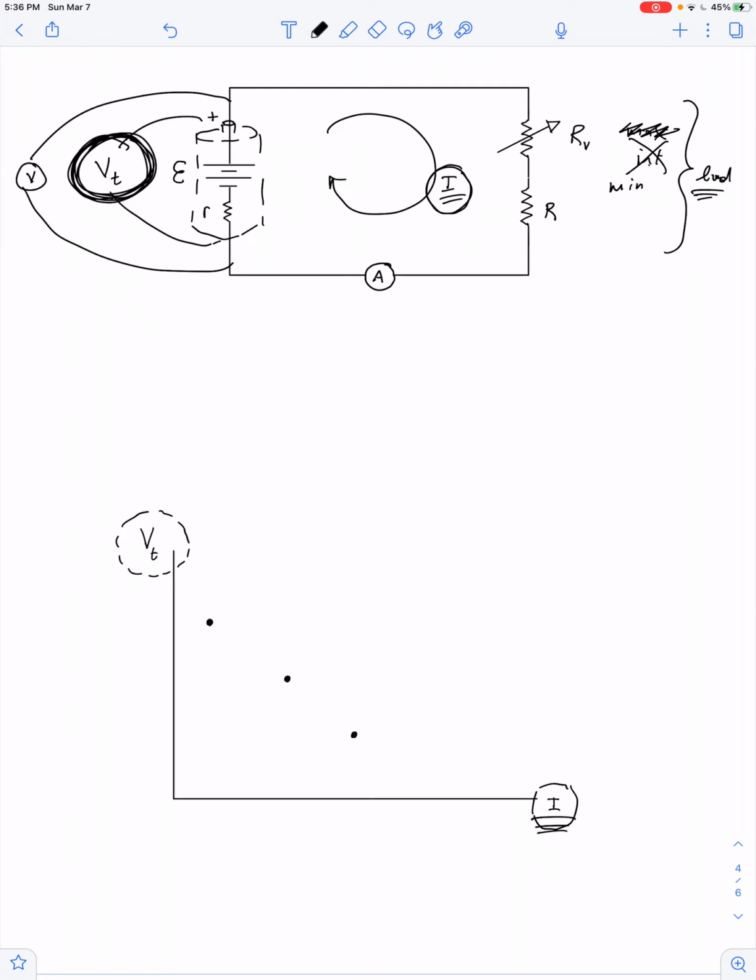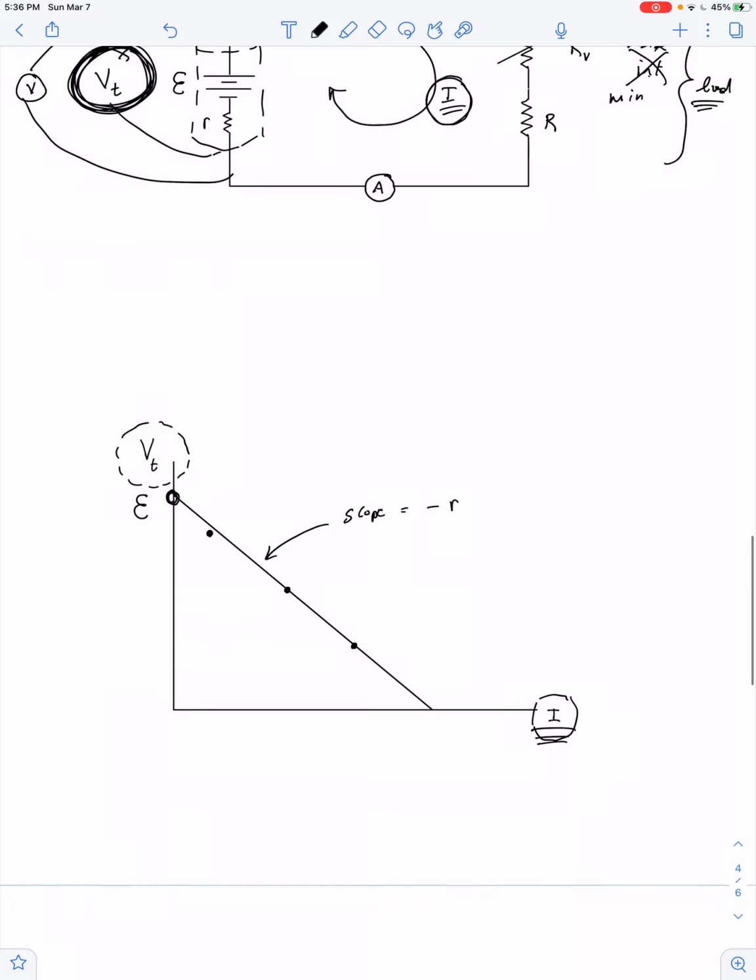Well, all these data points form a line, and if we make a line of best fit through every data point, there are a couple key features of this graph. First of all, the intersection of this graph with the y-axis represents the maximum voltage. What that really happens to be is the EMF of the battery. The slope of this graph is equal to the negative of the internal resistance.